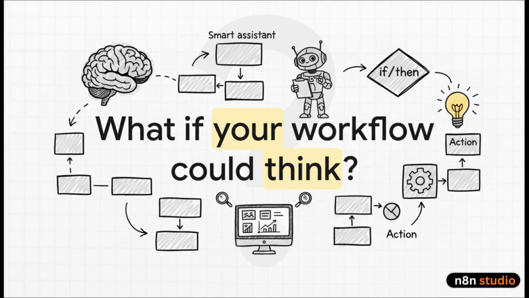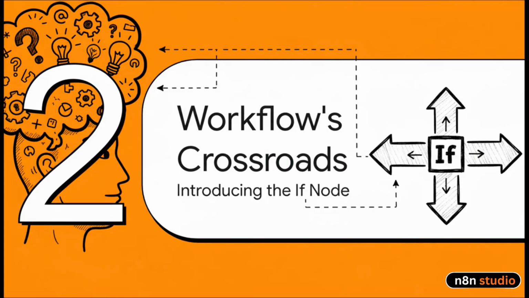So let me just ask you this. What if your workflow could actually think? What if it could look at the data coming in, really evaluate it, and then make a conscious choice about what to do next? That's a total game changer, isn't it? That's when your automation goes from being a simple tool to being a smart assistant. And that right there brings us to the hero of our story today. See, any kind of thinking involves making a decision. It involves coming to a crossroads. And for your n8n workflow, that crossroads is the if node. This is the exact point where your automation stops just doing things and starts deciding things.